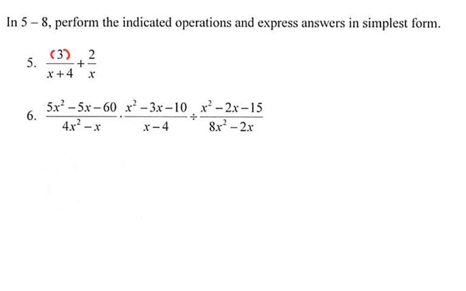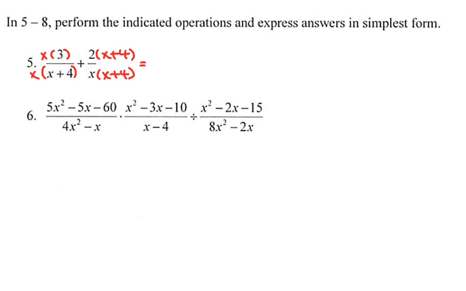So in this case, our common denominator would be x plus 4 times x. Then when you look at the first fraction, you get to see that x is the missing factor from the common denominator. And from the second one, x plus 4 was the missing factor. So we are multiplying that in the top and bottom.